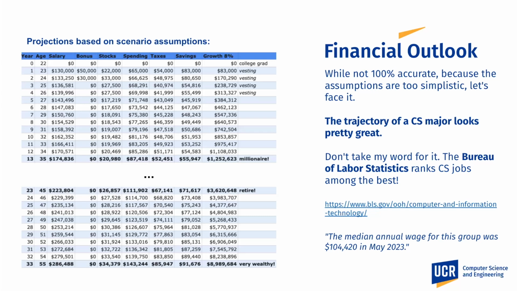And you don't have to take my word for it. You can just Google the Bureau of Labor Statistics, which is a website that the government manages that collects and makes projections about different careers nationwide. Computer and information technology ranks at the very top of that. In fact, the median annual wage for this group is about $104,000. But as you can see, UCR graduates are very sought after, and they're getting offers above the median.